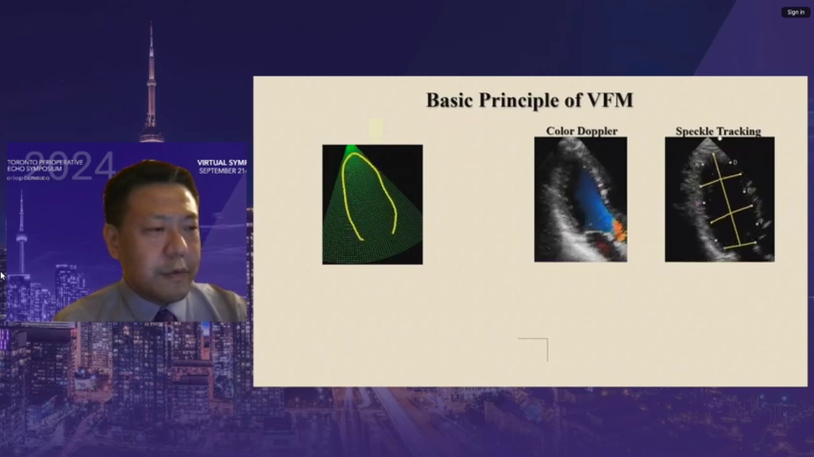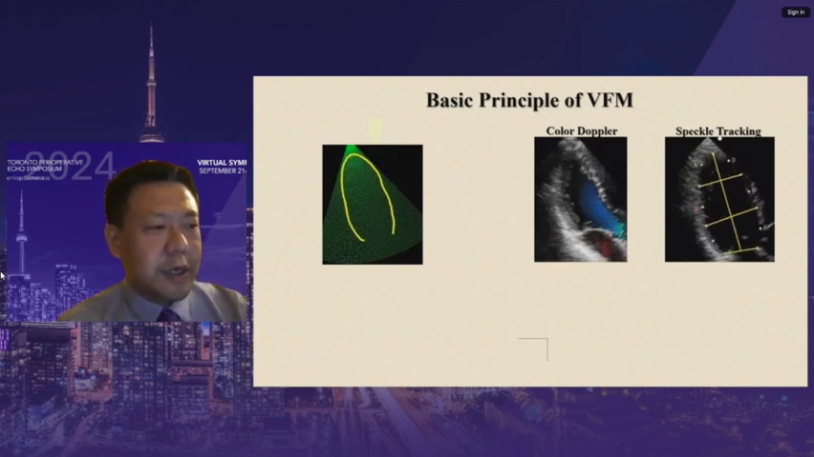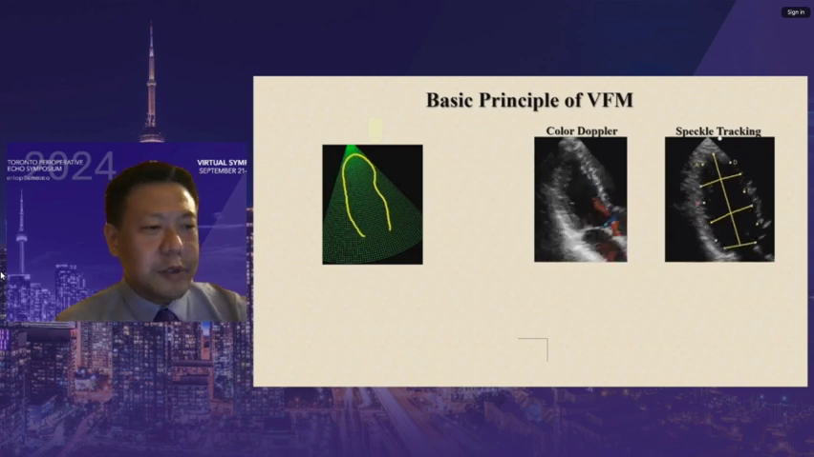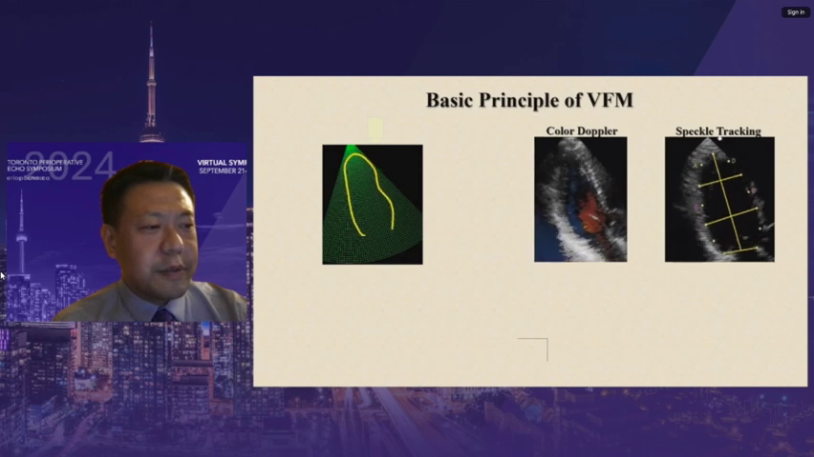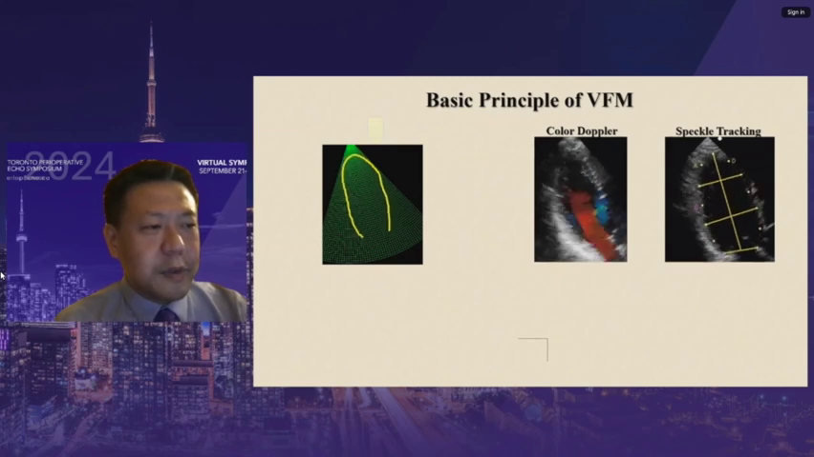These vector flow mapping movies are created from both color Doppler and speckle tracking. Color Doppler can measure velocity along the scan line, and speckle tracking can measure the wall velocity in the transverse direction. Then the vector of the neighbor pixel on the wall is determined, and the vector of the next pixel can be calculated by the continuity equation sequentially. Next slide.